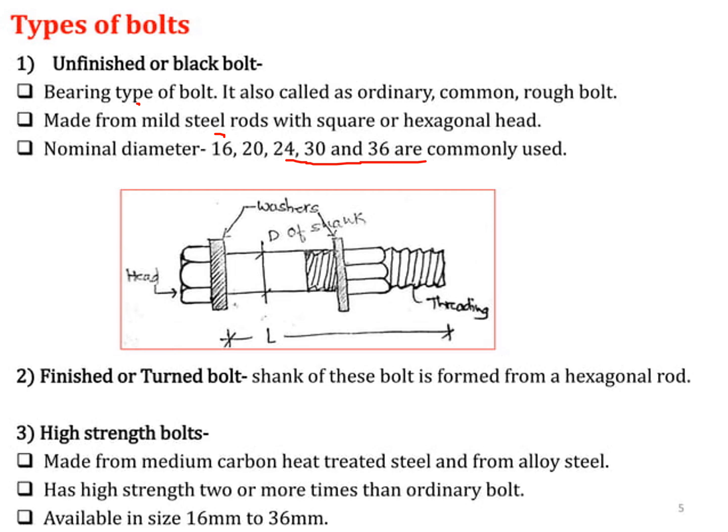The third one is high strength bolt, made of medium carbon heat-treated steel to form an alloy steel. It has high strength, two or more times that of the ordinary bolt. Available in sizes 16 mm to 36 mm.